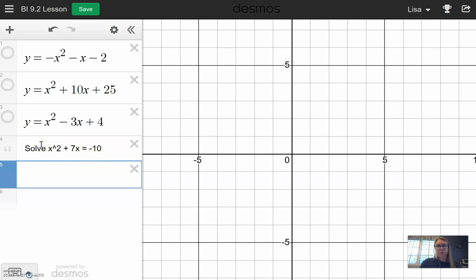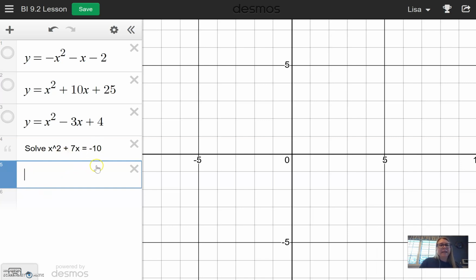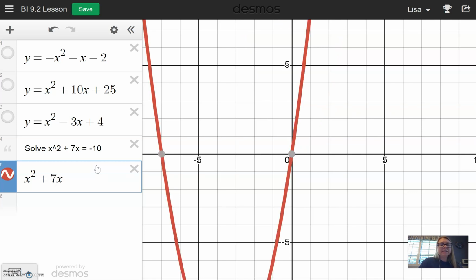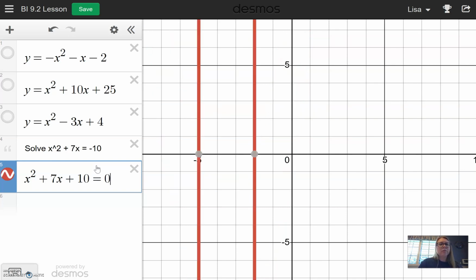Currently this is not in standard form. There are 1, 2, 3 terms, and one of the terms is hanging out over here on the other side of the equation. So I want to move both of the terms to the same side of the equation by adding 10 to both sides, and that's going to give me x squared plus 7x, so just like what I had, and then if I add 10 to both sides, that gives me plus 10, and that equals 0.